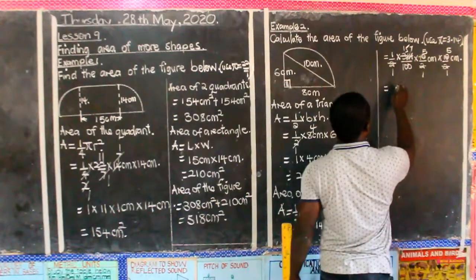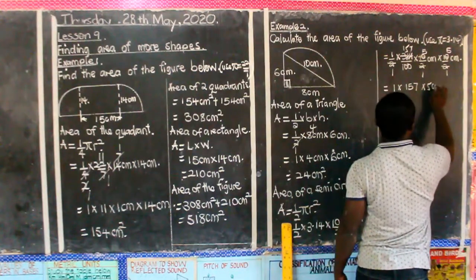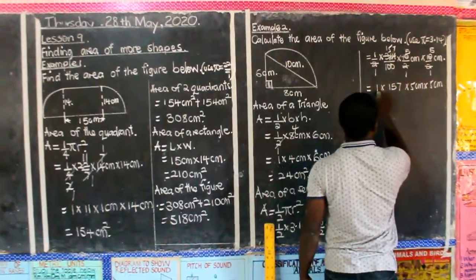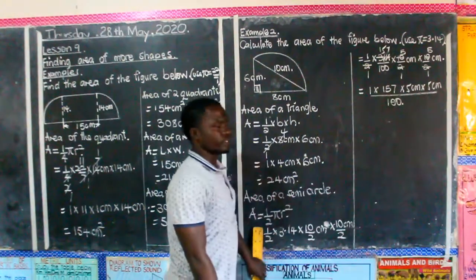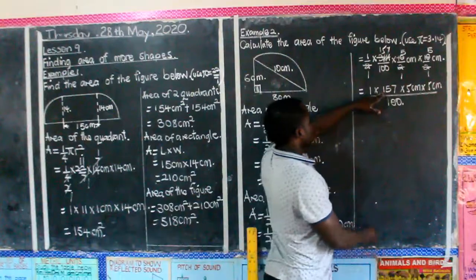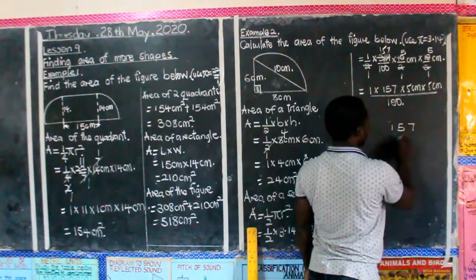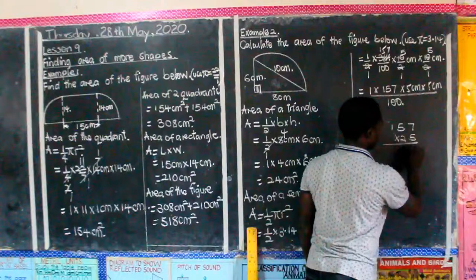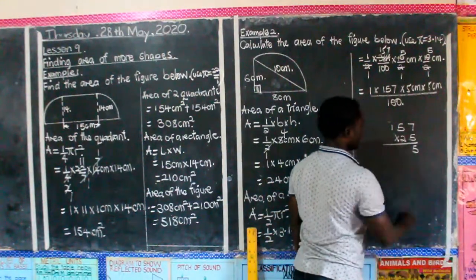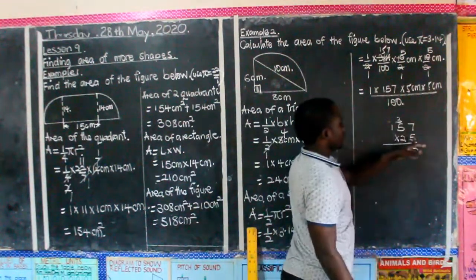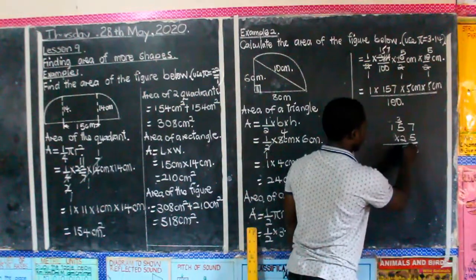So, we shall have 1 times 157 times 5 centimeters times 5 centimeters out of 100. If you multiply all the denominators, 5 times 5 shall have 25. 157 times 25. What do we get? 5 times 7 shall have 35. Right here 3. 5 times 5, 25 plus 3, 28. Right here 8 and carry 2.